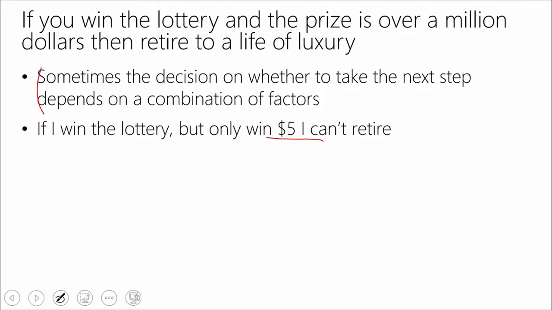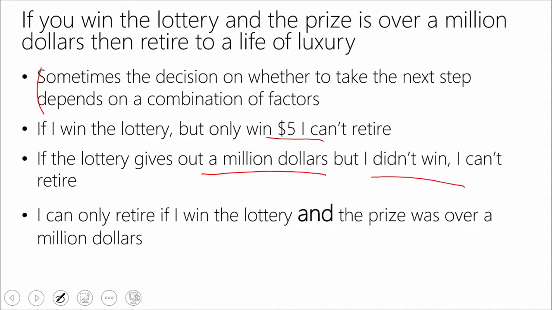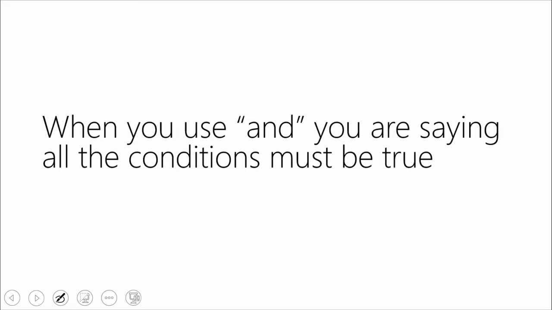All right. So what we need to do is go in and check for a couple of different things. Again, if you win the lottery, only $5, you can't retire on that. If you win $1 million, but if the lottery gives out $1 million and you didn't win it, well, you can't retire. So what we need is both of those to be true. We need an and statement here. So we need to have won, and the prize needs to be over $1 million.